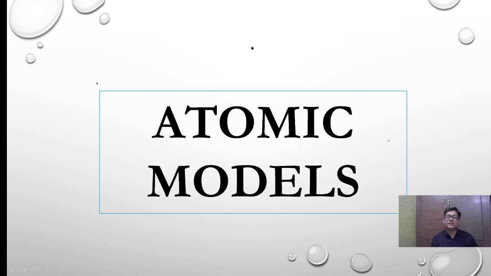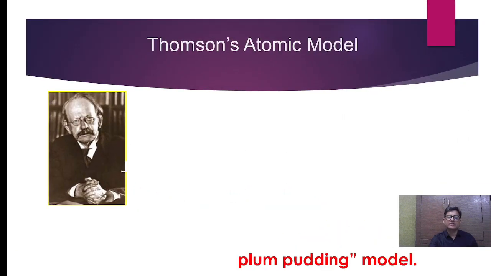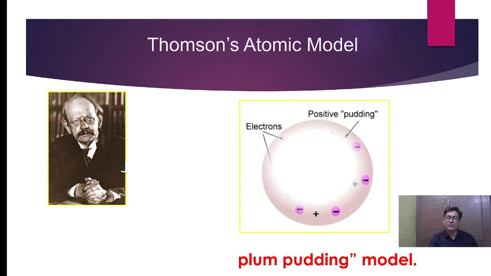Today we are going to take up the atomic models as proposed by different scientists like J.J. Thomson, Rutherford's atomic model and Bohr's atomic model. So first of all, we are going to take J.J. Thomson's atomic model, which was also described as the plum pudding model or watermelon model as it appeared, because J.J.